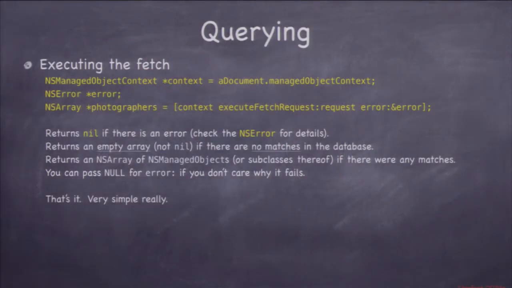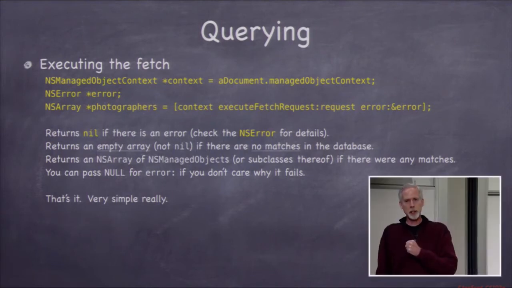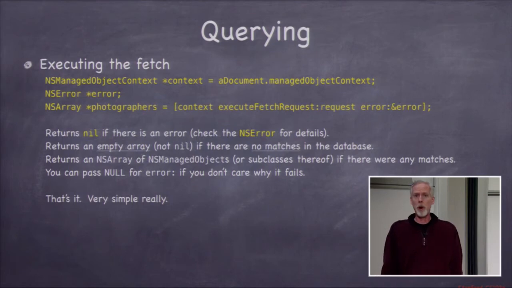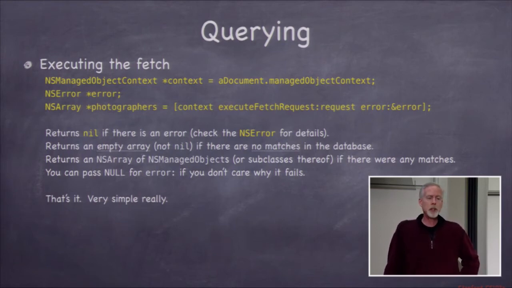Now that I have a request, how do I execute it? And the answer is we use the method execute fetch request in NS managed object context. So I told you NS managed object context is the hub of everything, and it's the hub of querying as well. It has a little extra argument there, error: @error, which will return an NS error and tell you what went wrong if things went wrong. And you can tell things went wrong with the fetch request if execute fetch request returns nil. Okay, if execute fetch request returns nil, something went wrong, and that @error will be filled out with some error.